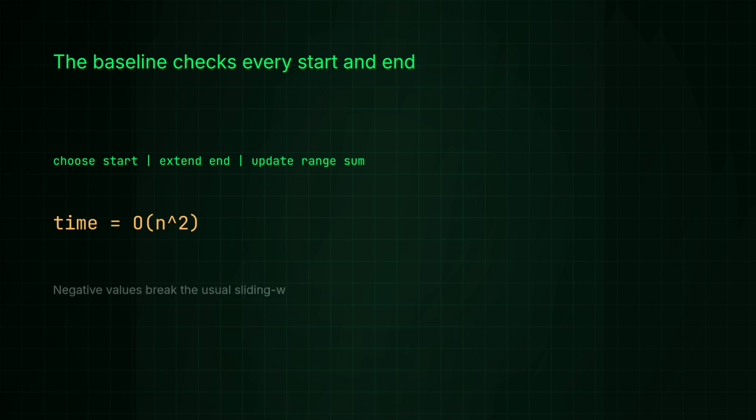A normal sliding window is not a general replacement. With negative values, expanding can lower the sum and shrinking can raise it, so the usual movement rule is unsafe. We need a method that recognizes a completed range without testing every possible start.